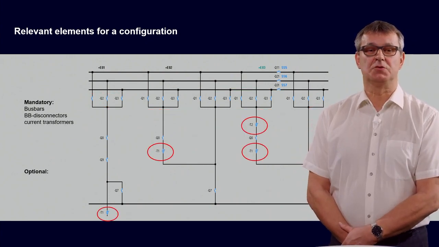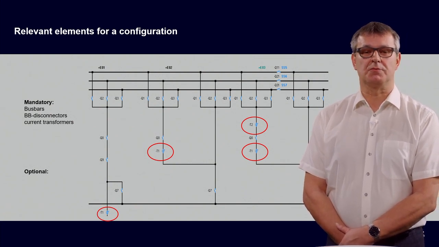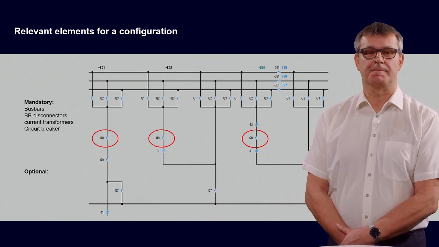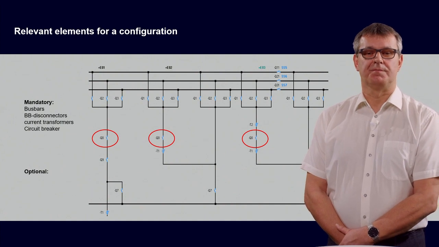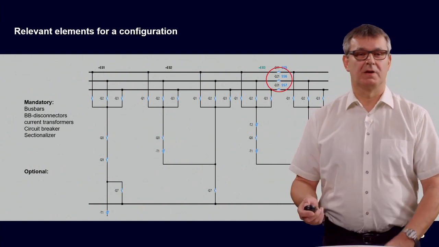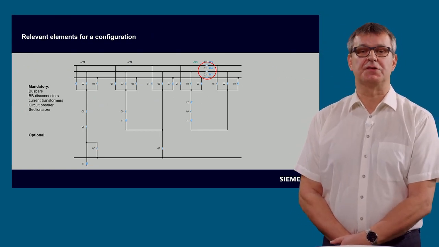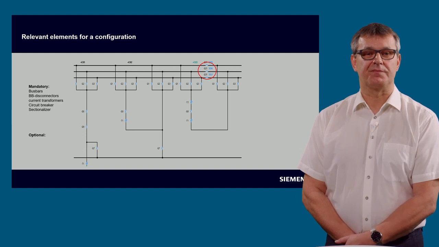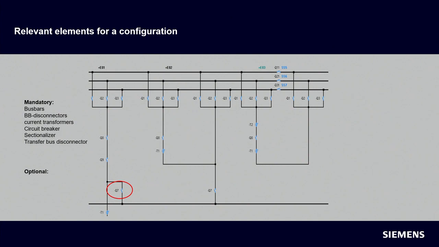We need to configure the current transformers, also seen with these red circles. And we need the circuit breakers. If available, we also have to configure the sectionalizing disconnectors, and if available, also the transfer bus disconnectors. Optional only are the line disconnectors.